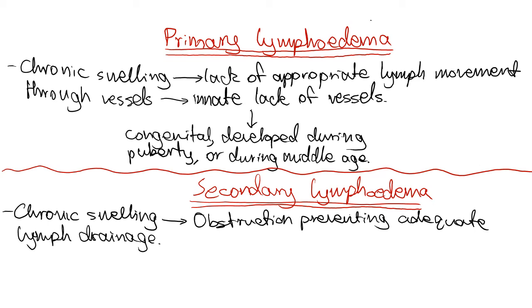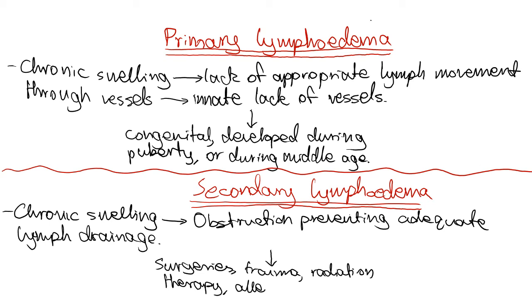Now the causes of this secondary lymphedema, as you can guess, is probably not going to be something that the person is born with, but rather it can be caused by surgeries, trauma, such as extracellular aspects getting into the lymph vessels that block them, radiation therapy as well, or even allergic reactions.